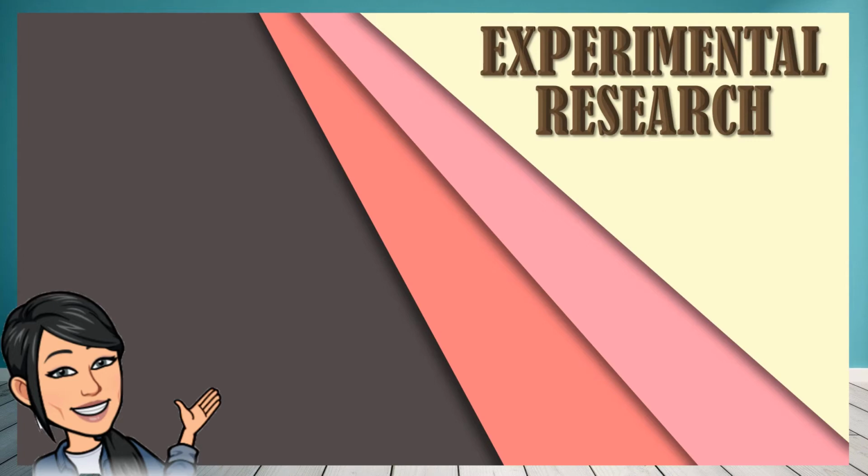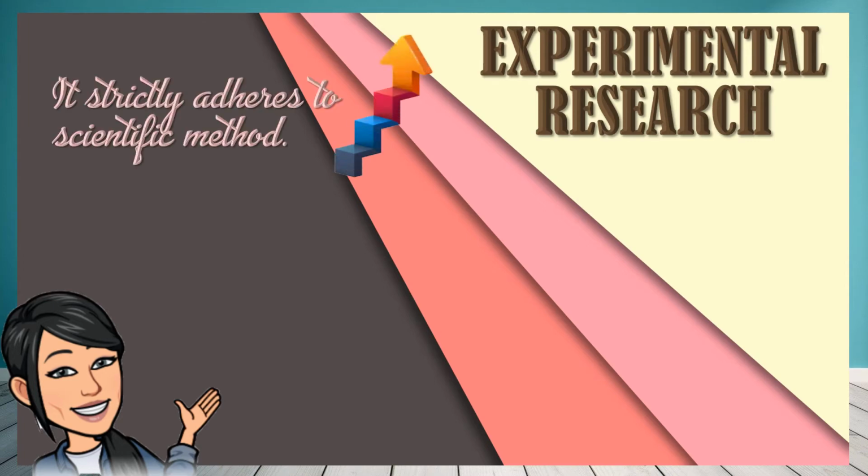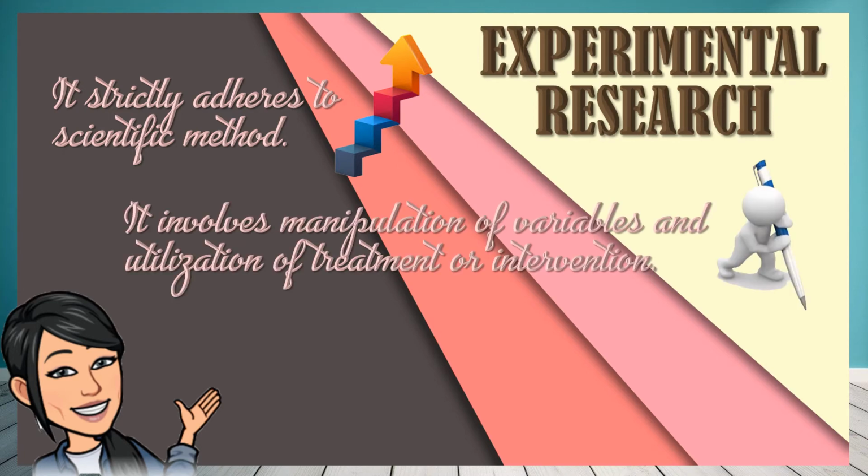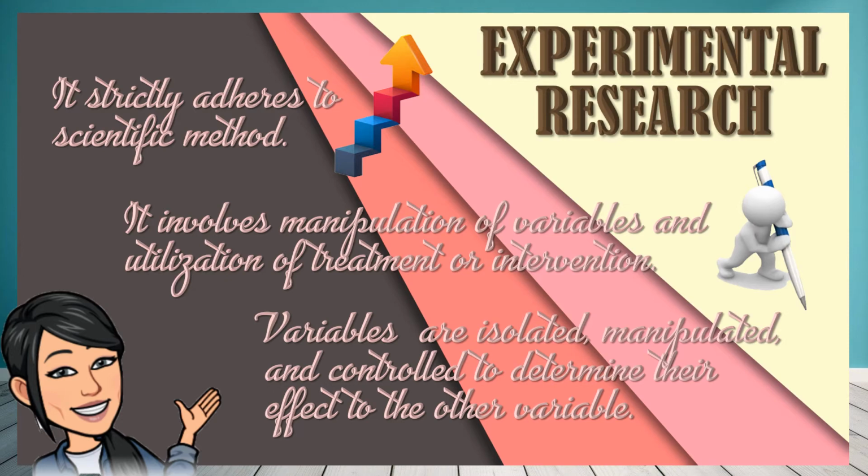What are its characteristics? First and foremost, experimental research strictly adheres to the procedures of the scientific method. It involves manipulation of variables and utilization of treatment or intervention. Lastly, variables in experimental research are isolated, manipulated, and controlled to determine their effect on the other variable.